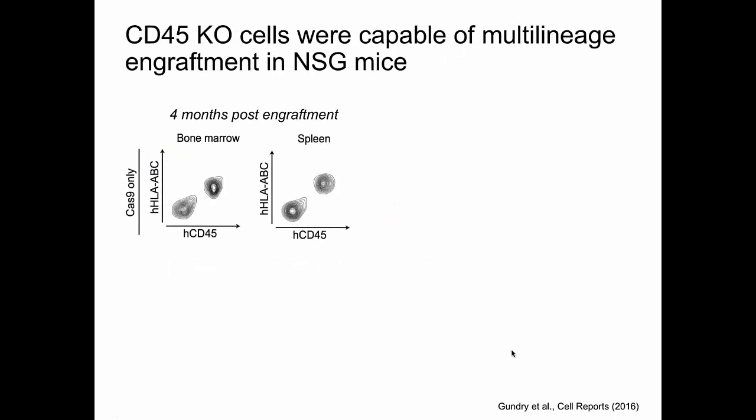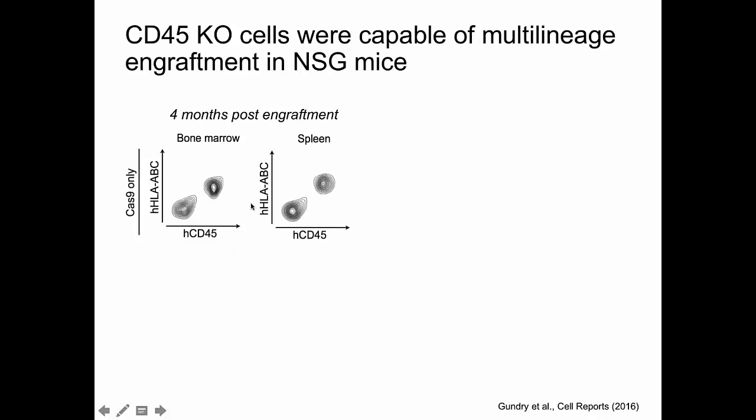So one thing we were really curious about and thought was an important validation was whether these cells, upon electroporation and CRISPR treatment, would lose their multi-lineage engraftment capacity, lose their stemness. So this is showing samples, in this case cord blood samples where we enriched for CD34 cells, we knocked out CD45, and then we engrafted these into immunocompromised NSG mice.